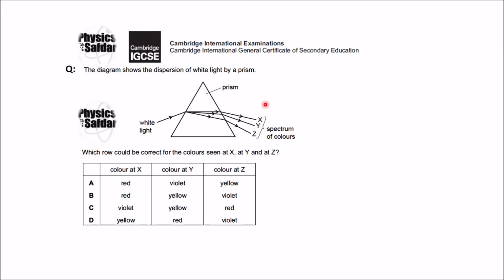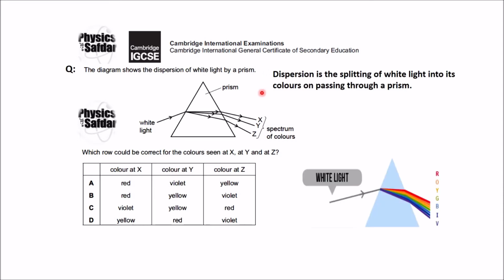First you need to know what dispersion of light actually is. Read this definition first. Dispersion is the splitting of white light into its colors on passing through a prism, as you can see in the diagram. Look at this diagram too. This is white light through the prism breaking into 7 colors. At the top you can see red, then orange, yellow, green, blue, indigo and violet. At the end, bottom side, you can see violet color.